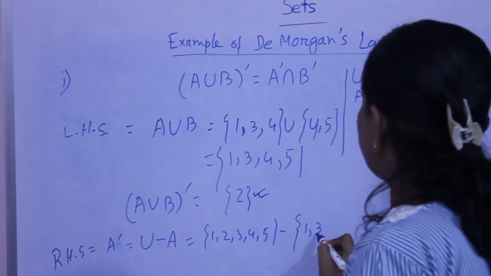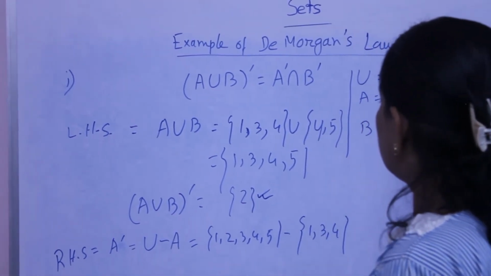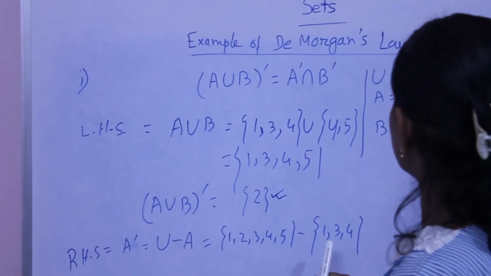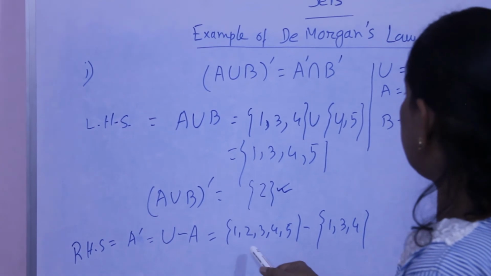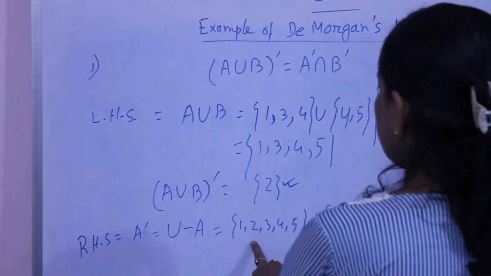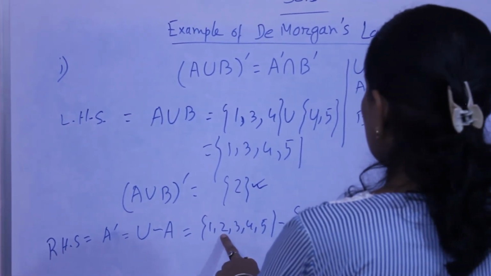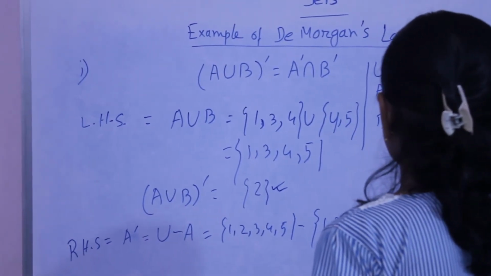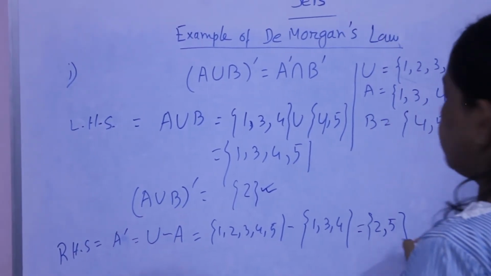1, 3, 4. So here, which element is present in here? So it is 2 and 5. 2 and 5.